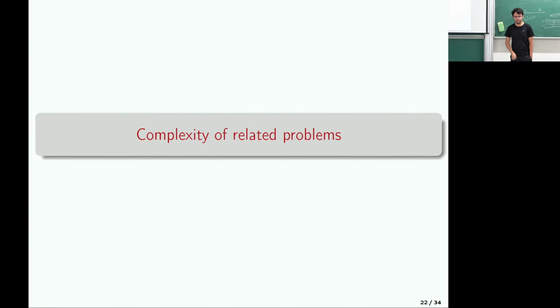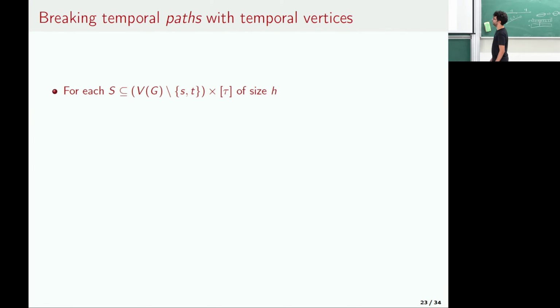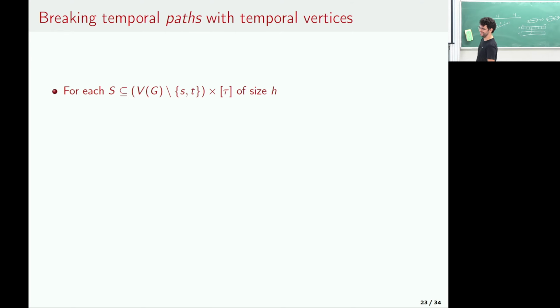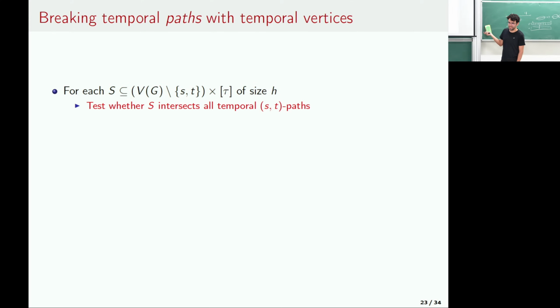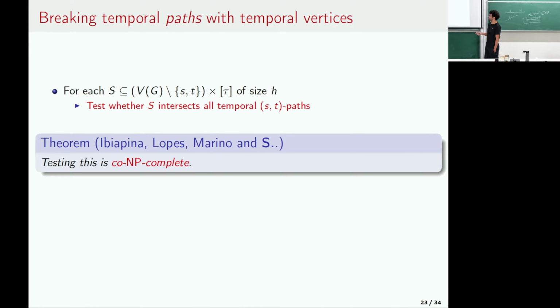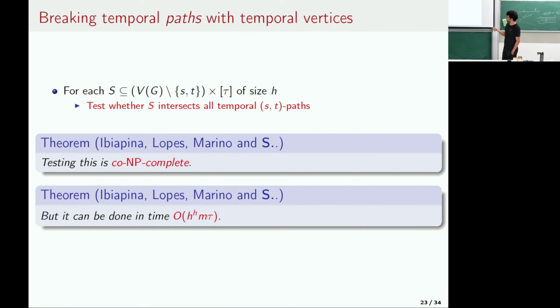But what about the related problems? What if I want to find the paths or the separators of everything? For instance, what happens if I want to break all temporal paths with temporal vertices? I will skip some parts because there are many questions in 40 minutes. I know exactly what I'm going to skip, but this is an easy part. So I want to break all temporal paths with temporal vertices. It's an easy test, intuitively. You just need to test whether your set S intersects all temporal S-T paths. Testing this is NP-complete, but it can be done in XP time.